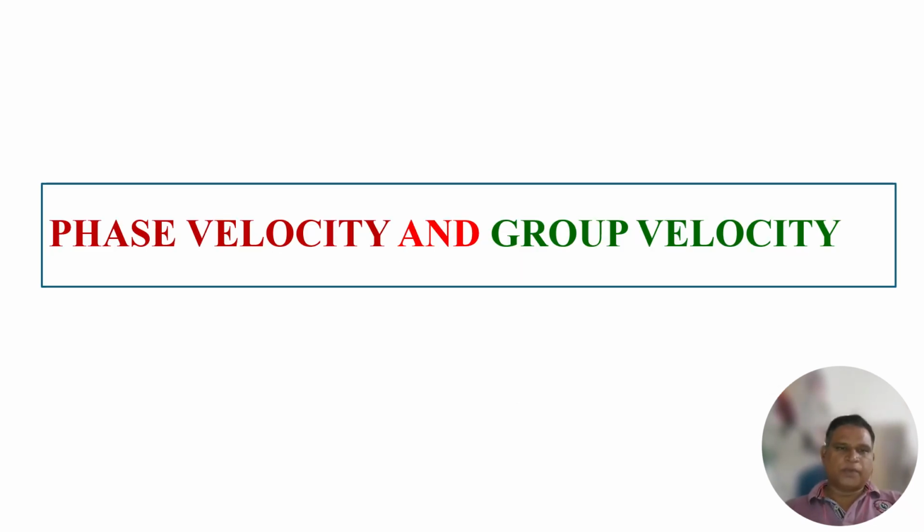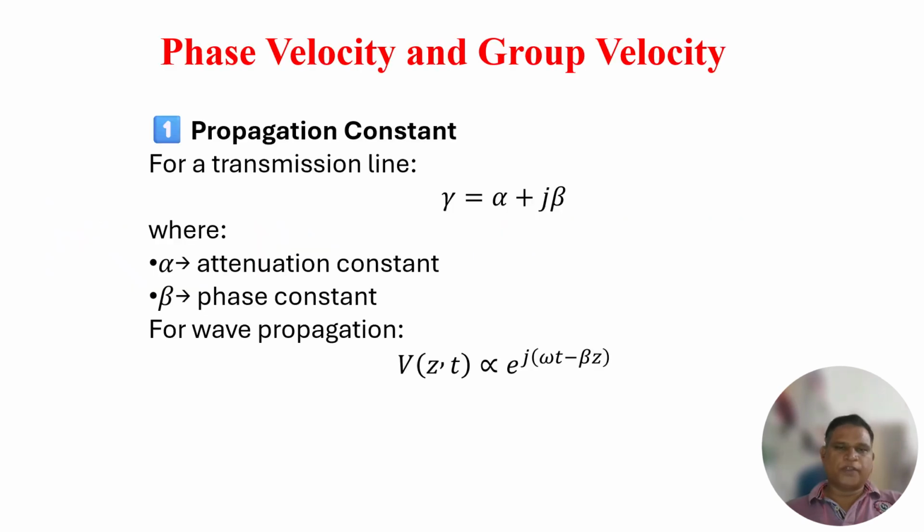First, we will discuss what is phase velocity and group velocity. First, propagation constant gamma is equal to alpha plus j beta, where alpha is the attenuation constant, beta is the phase constant. For wave propagation, the voltage wave equation V of z comma t is proportional to e power j omega t minus beta z.